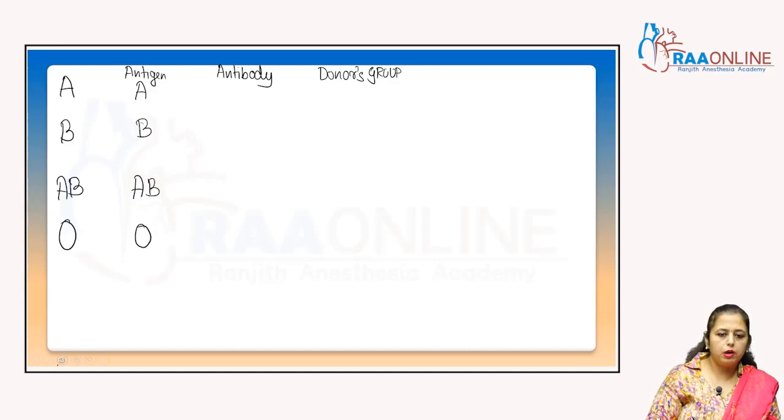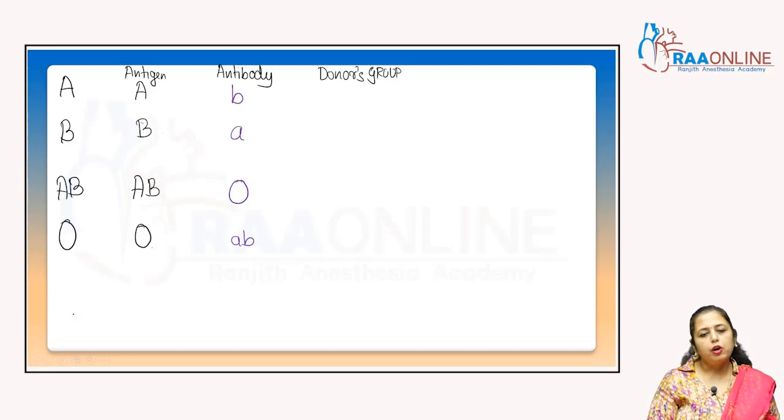But when we talk about the antibody, A has antibody B, and B has antibody A. In AB, antibodies are absent, and in O, in which antigen is absent, both antibodies are found. Antibody A and B are both present in the O blood group, because antigen is absent here. Clear?